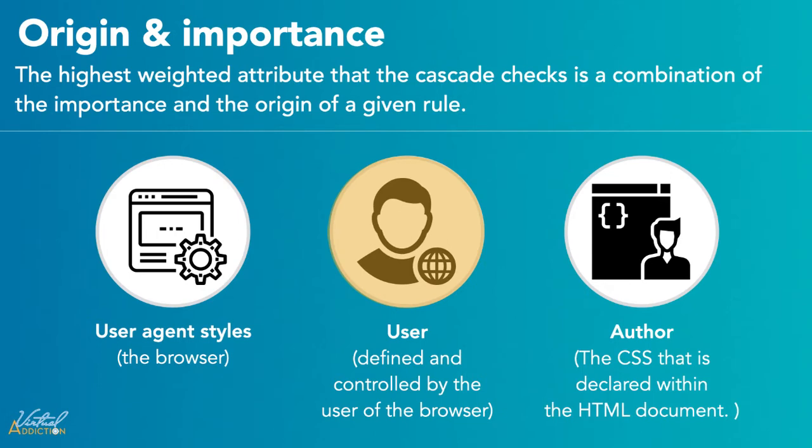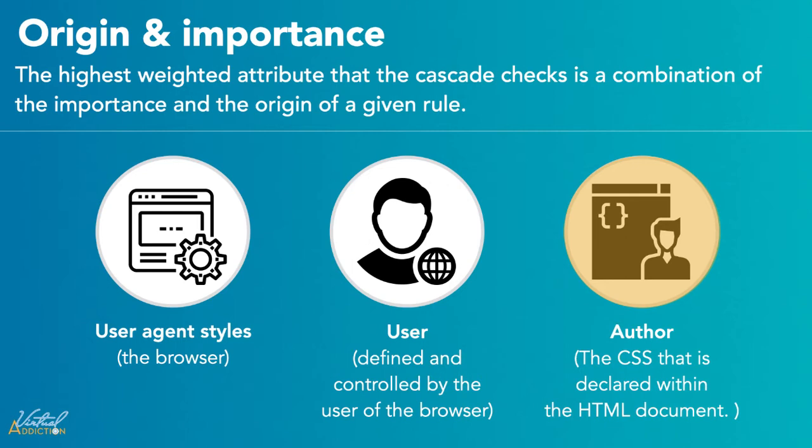The user. These are defined and controlled by the user of the browser. Not everyone will have one, but when people do add one, it's usually for overriding styles and adding accessibility to websites. And finally, the author. This is CSS declared by the HTML document. When we're writing stuff as front-end developers, this is really the only origin that we have in our control.